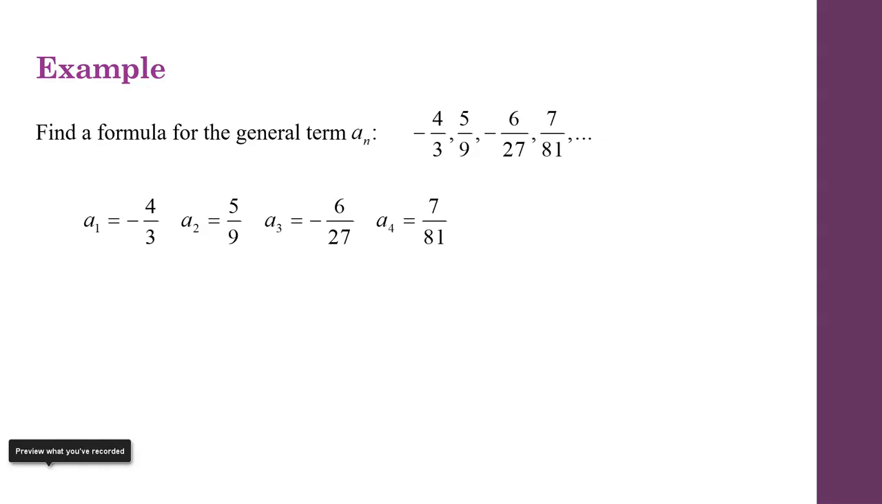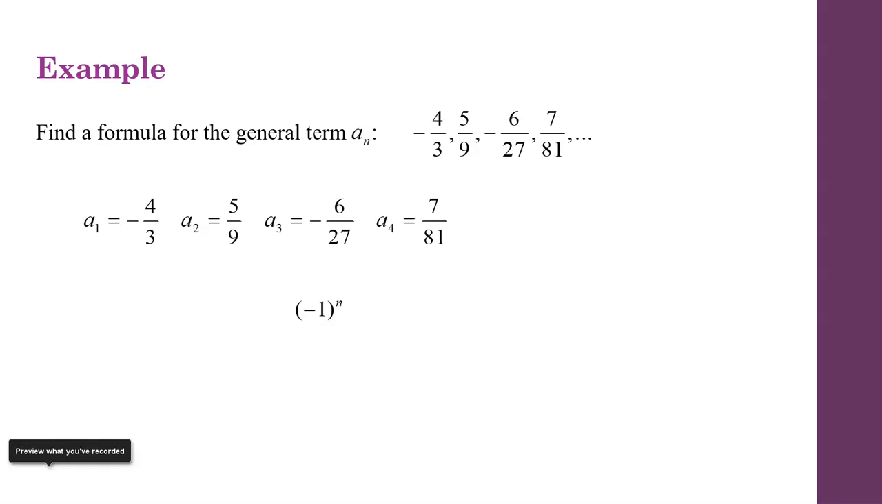So we'll notice in here, when I plug in an odd number, so 1 or 3, my fractions are negative. When I plug in an even number, my fractions are positive. So that part could be accomplished by starting our sequence formula with negative 1 to the nth power. Right? So negative 1 to an odd power would give me a negative answer. Negative 1 to an even power would give me a positive answer.